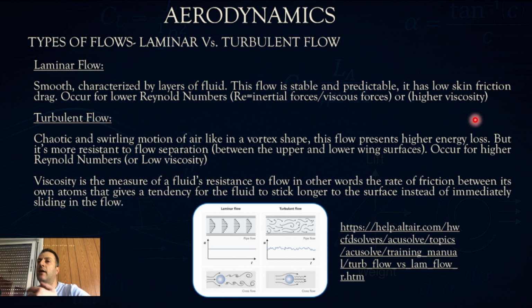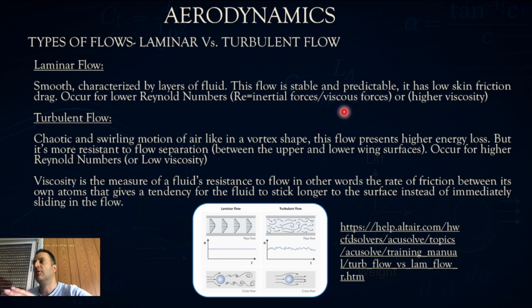It's not compact together, it's not kept together, but it's more resistant to flow separation, meaning that separation between the boundary layer and the wing surface occurs for higher Reynolds numbers or low viscosity. In other words, when you have turbulence, you have a low viscosity. In other words, the inertial forces that are pushing the air or the fluid to flow are much higher than the viscous forces.